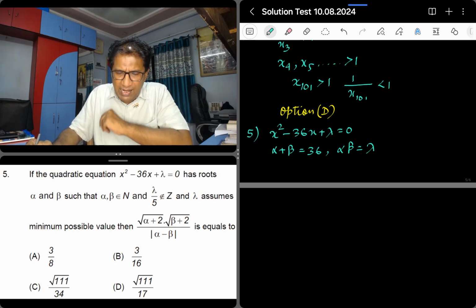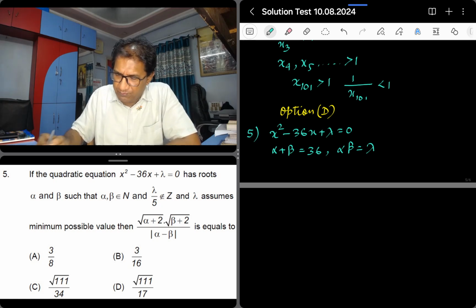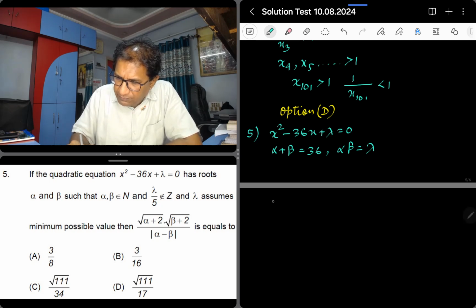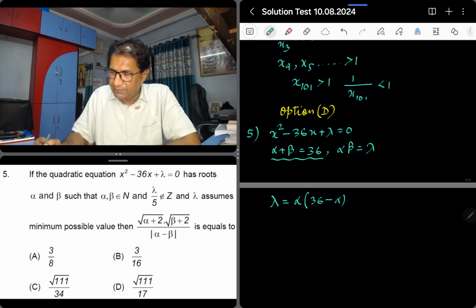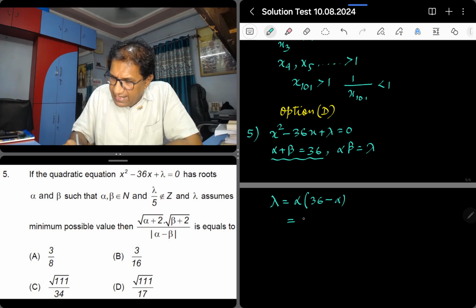So, lambda assumes the minimum possible value. So, for that, what I am doing, we are having lambda equals to alpha beta and beta is replaced by 36 minus alpha, which is coming from this relation. So, we are basically having 36 alpha minus alpha square.